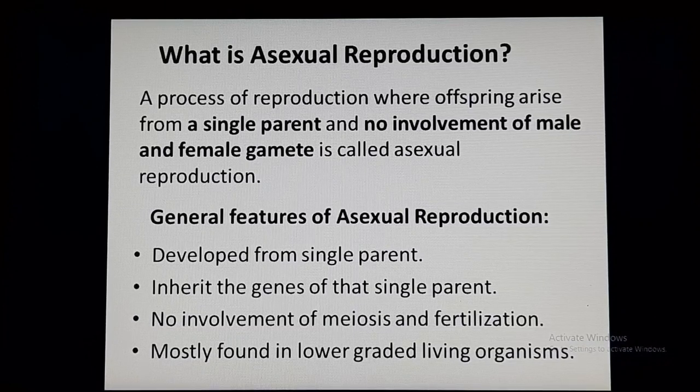So there is no involvement of meiosis, cell division and fertilization. From chapter 2, you know about cell division. Cell division is of three types, which is amitosis, mitosis and meiosis. And meiosis cell division is basically for reproduction purposes. So asexual reproduction is only for a single parent, so there is no meiosis cell division and also no fertilization. It is mostly found in lower graded living organisms.